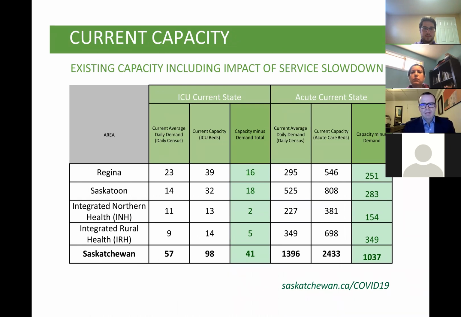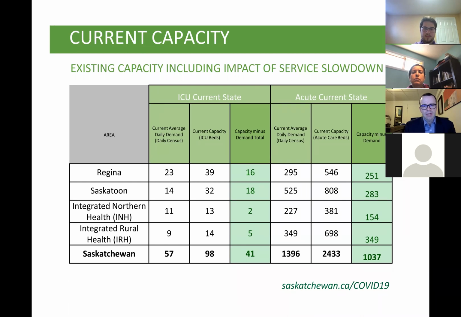So this slide basically walks through our existing capacity, and it includes existing capacity within the system. Just normally, in some areas there is some capacity that's there, and also, and more significantly, the impact of the service slowdown that we've undergone over the past number of weeks. So you can see it's broken down by geographical area, and it has a total at the bottom, and it speaks to both ICU current state and acute care current state.